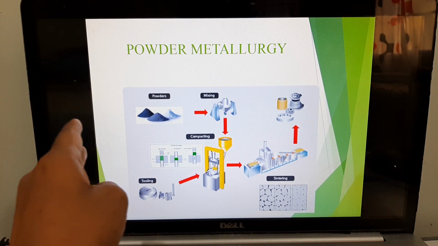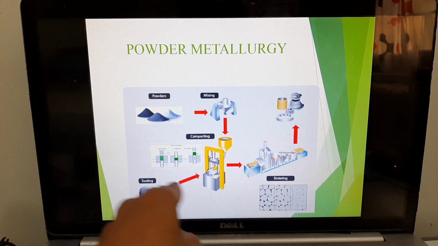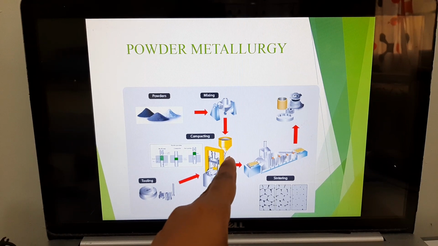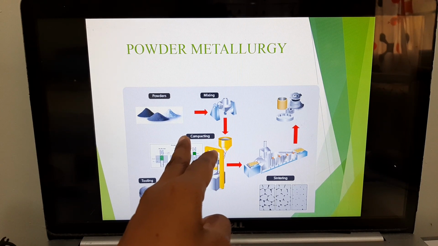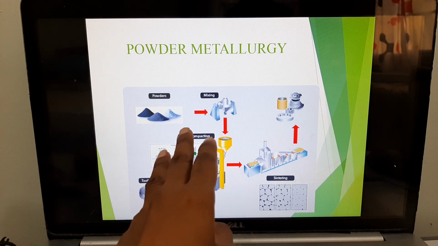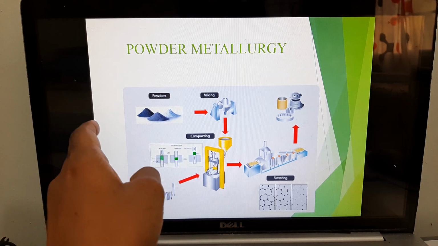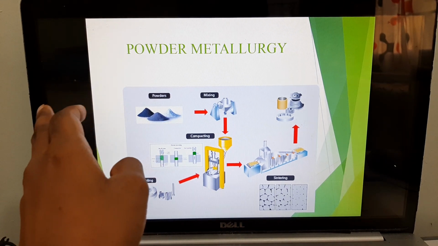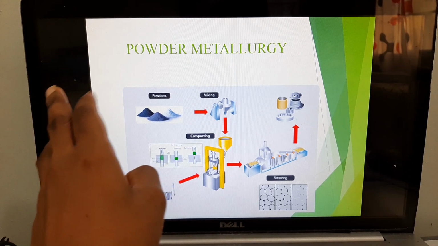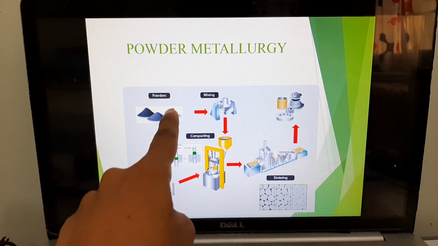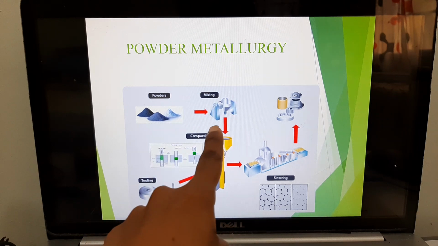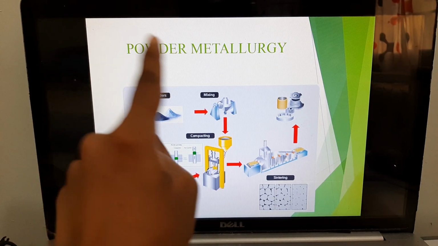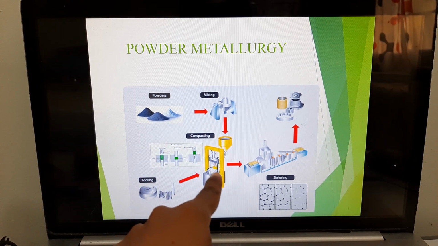So these powders are going to be mixed, so you're going to mix physically. If you need iron sulfide, you're going to mix iron powder with sulfur powder physically. The mixture is physically mixed only. Then the mixed mixture would be compacted.